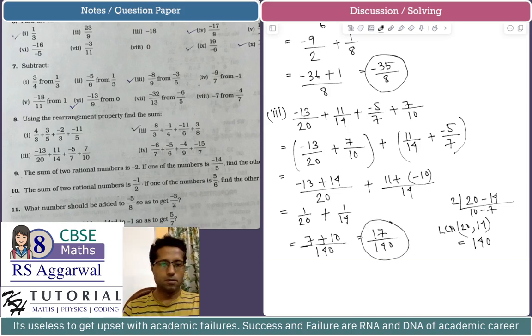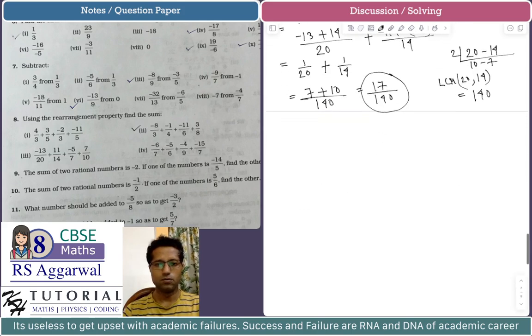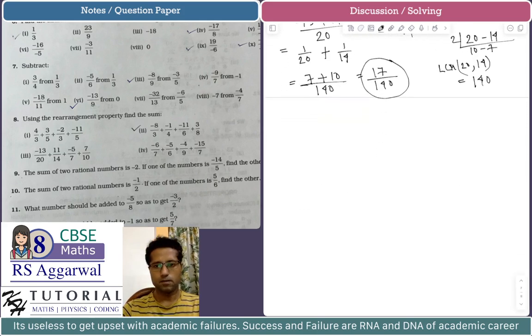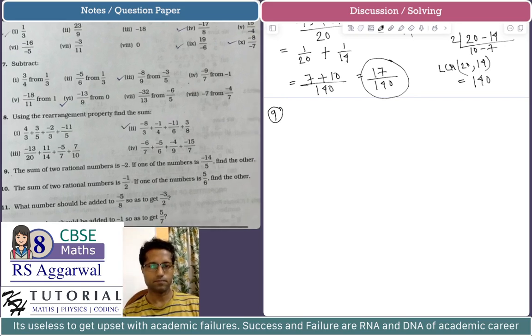Okay. I think you can do the rest of the parts for problem 8. Let's move on to question number 9. The next few problems are word problems. The sum of two rational numbers is minus 2. If one of the numbers is minus 14 by 5, find the other. Okay.